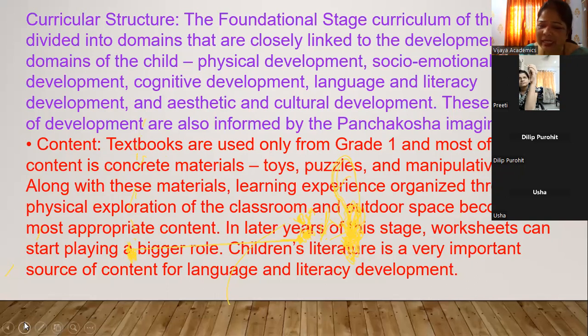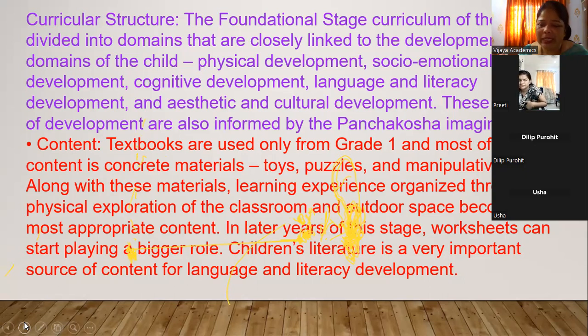Along with these materials, learning experience organized through physical exploration of the classroom and the outdoor space becomes the most appropriate content. If the lesson is related to the garden, then take all the students to the garden and teach them all those things. If a lesson is related to any physical activity, then too you are going to take them on the ground and teach them that particular lesson. So it is up to you how you are going to involve all those students. We are not going to use the old methods right now for teaching purposes. In latter years of this stage, worksheets can start playing a bigger role.